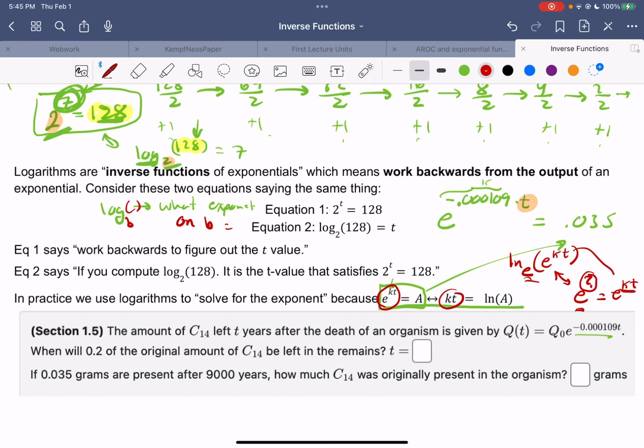It's kt, okay? So if you have the same base as the thing in here, then the exponent just pops right out. So if we were trying to find t, you would take the natural log of both sides. The left-hand side just becomes kt because these two things are inverse functions. The right-hand side is natural log of a. That's just some number, okay? Don't overthink it, some number, and then you divide by k.